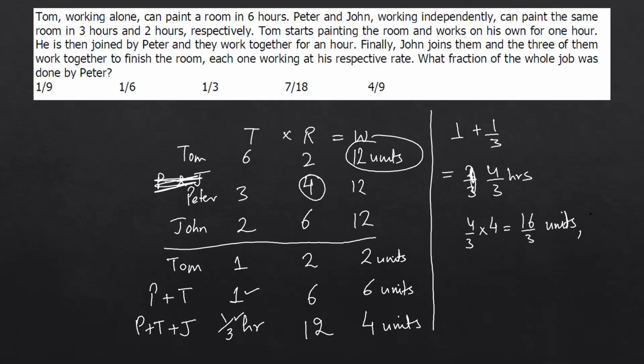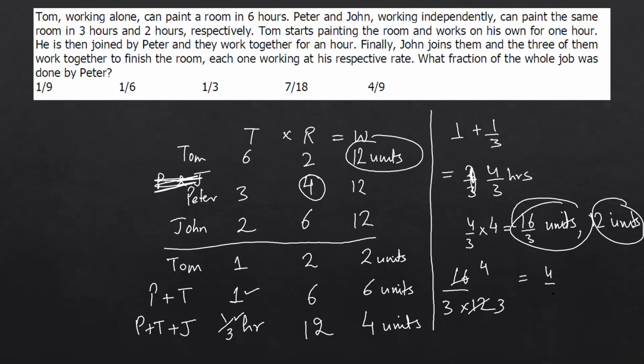And what's the total job? The total job is of 12 units. So what fraction of this is this? That is 16/3 divided by 12. So this is 4 times 3 and 4 times 4. So the answer is 4/9. Is that fine, everyone? Yes. Lakshmi Narayan, is that fine? Yes. Okay.